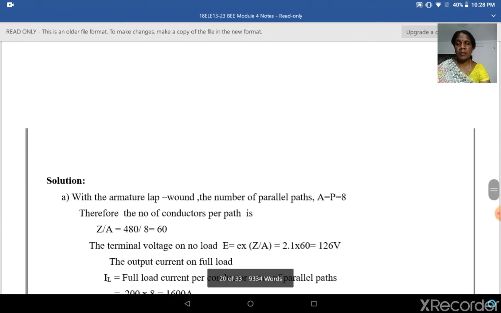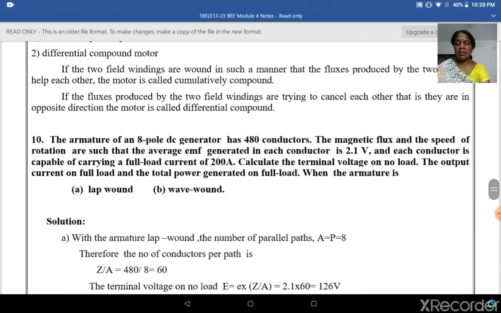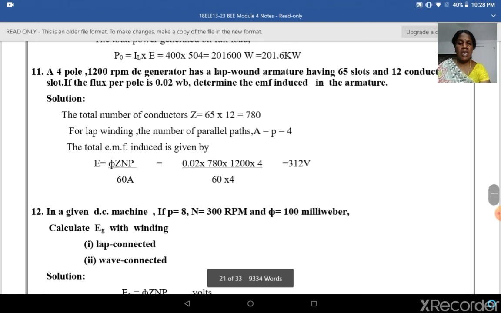So that's all about the relationship between the terminal voltage and the armature current.